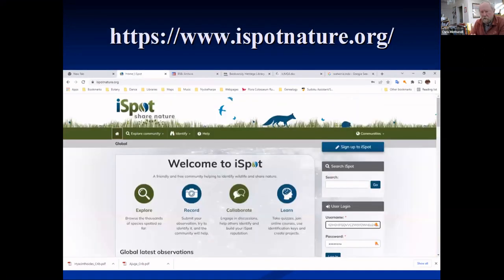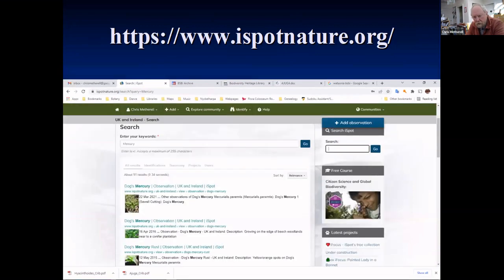Another resource which I recommend, and I used to verify for them for quite a long time, is iSpot. You have to sign up, get a password and a username, and you can then post photographs on iSpot. Here are some examples from somebody worried about dog's mercury. You put your photograph up, you say, what's this? I'm not quite sure what this is. And there are quite a number of VCRs actually on this.